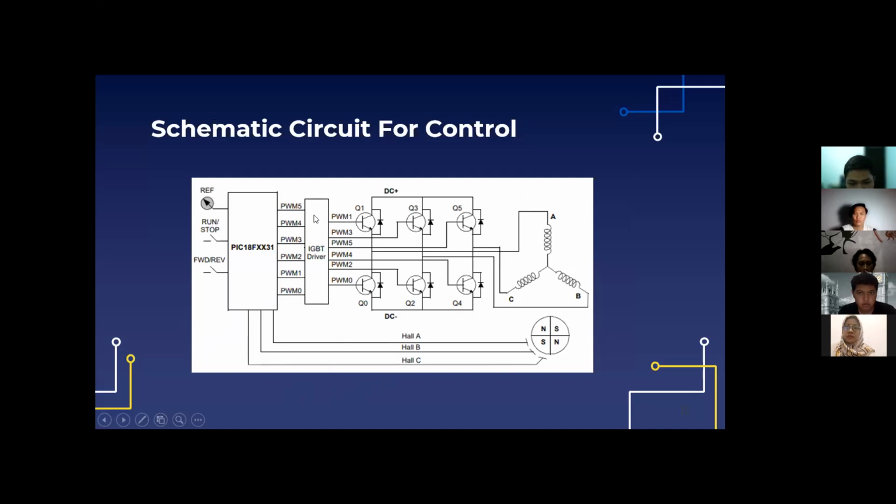So this is the schematic circuit for control using a PIC18F microcontroller, with 6 PWM signals going through the IGBT driver to amplify the current required to drive the power transistors. After that, these are the windings A, B, and C of the PLDC motor. And for the feedback, these are the Hall effect sensors. There are 3 Hall effect sensors for detecting the position of the rotor shaft, and they go to the microcontroller.